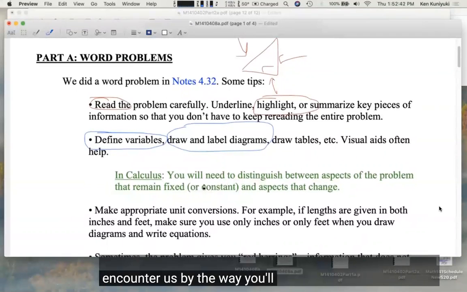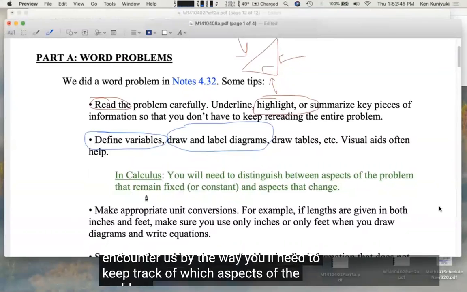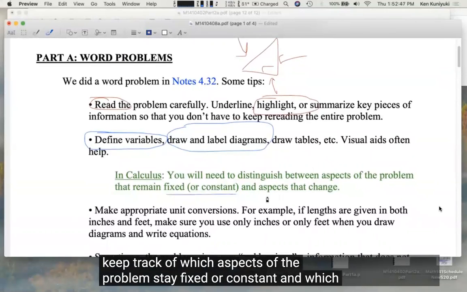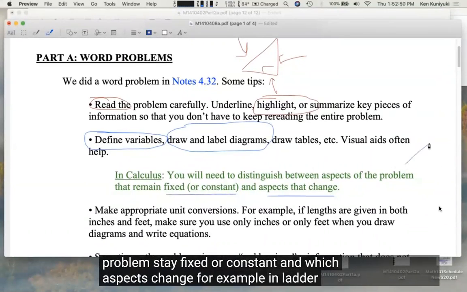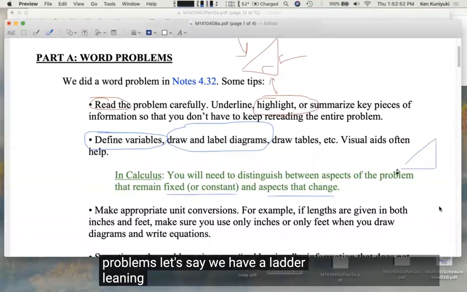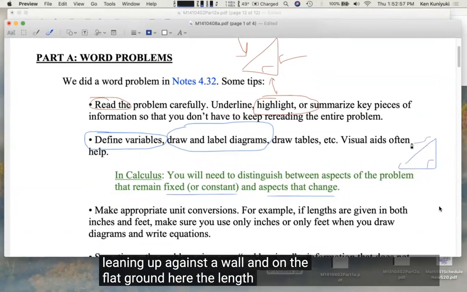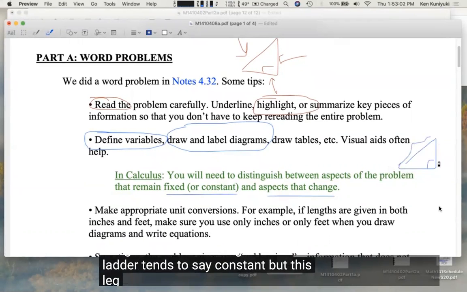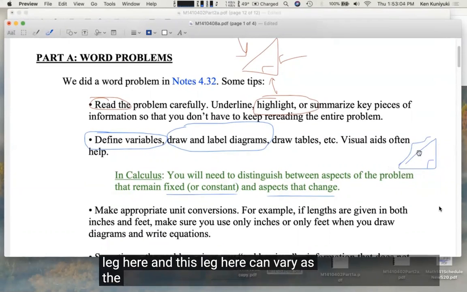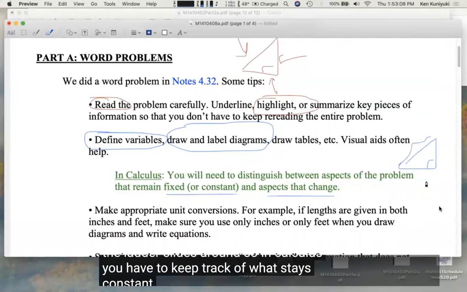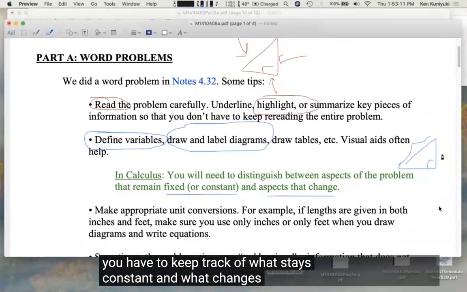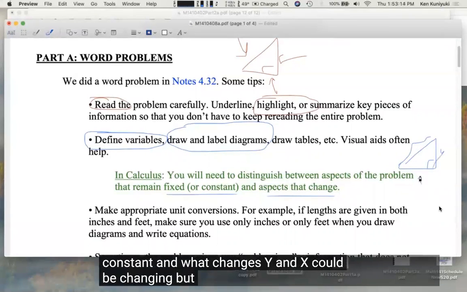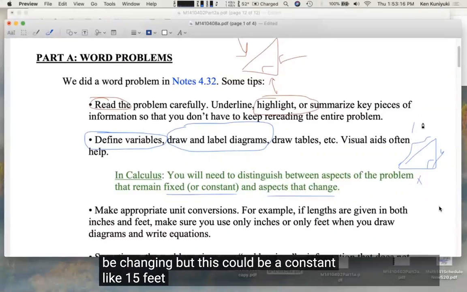In calculus, by the way, you'll need to keep track of which aspects of the problem stay fixed or constant and which aspects change. For example, in ladder problems, let's say we have a ladder leaning up against a wall, and it's on the flat ground here. The length of the ladder tends to stay constant, but this leg here and this leg here can vary as the ladder slides around. So in calculus, you have to keep track of what stays constant and what changes. Y and X could be changing, but this could be a constant, like 15 feet.